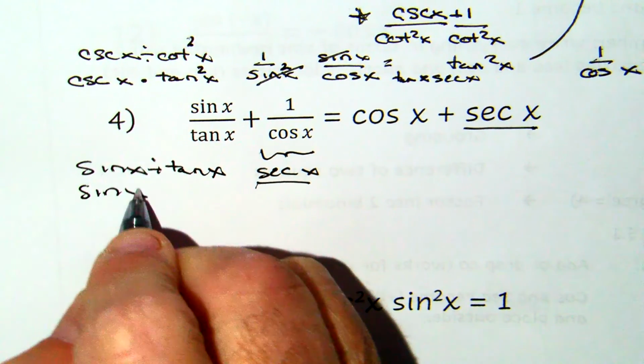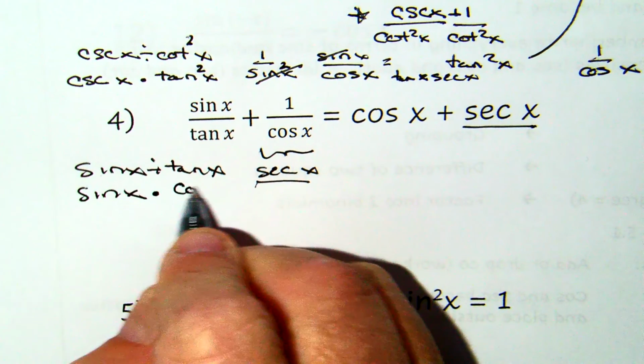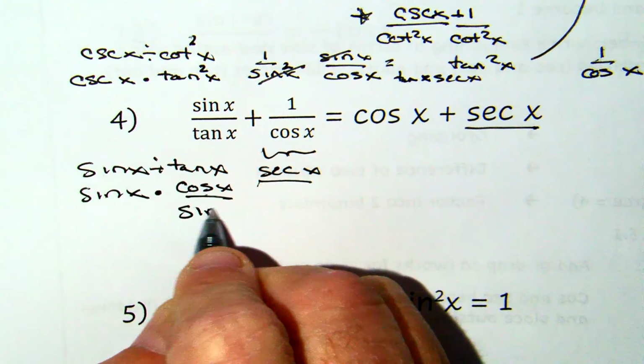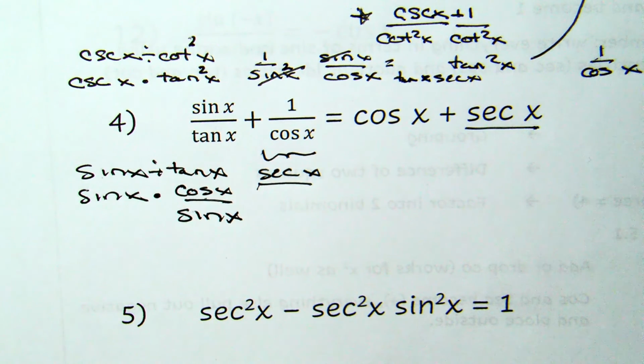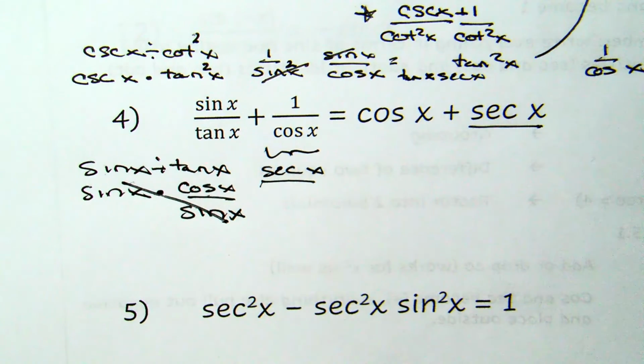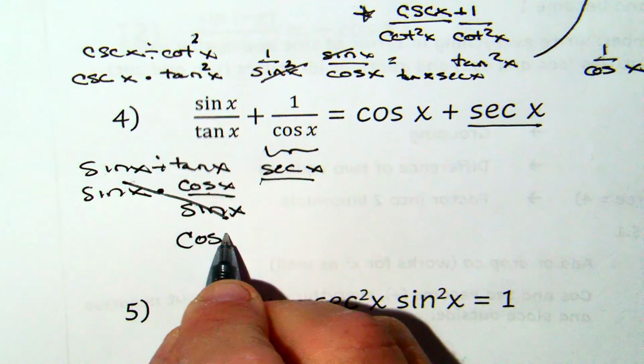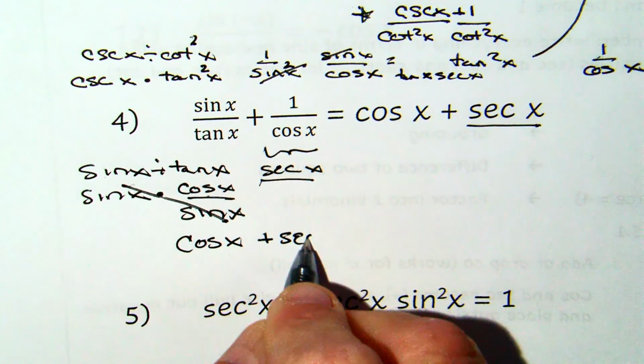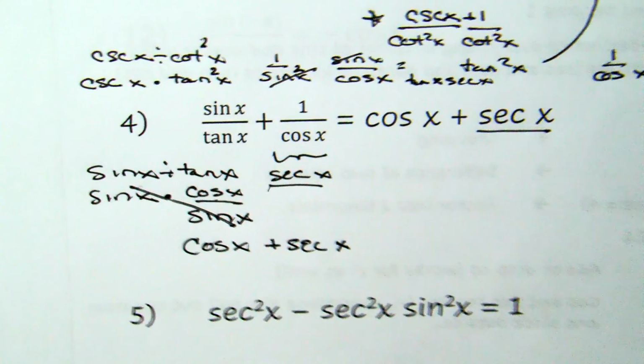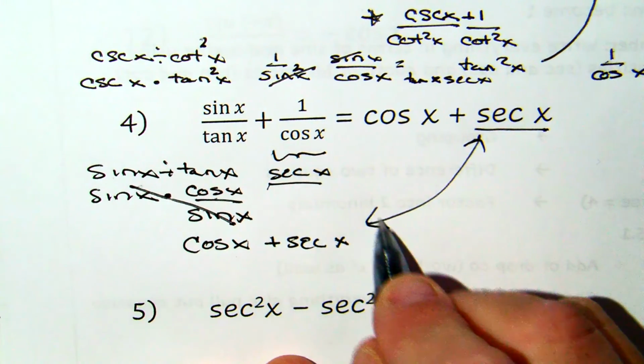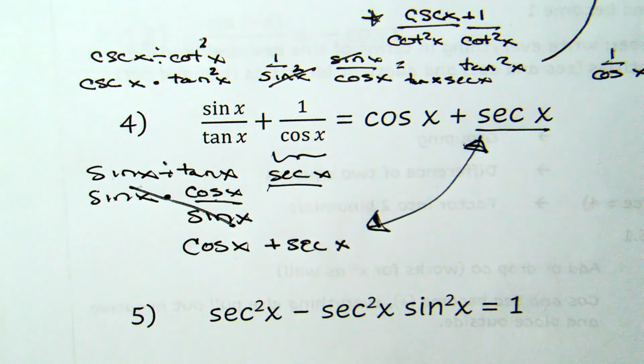Sine x times cosine x over sine x. Dividing by tangent x is the same thing as multiplying by cotangent. Cotangent is cosine over sine. What do the sines do to each other? Cancel out, leaving you with cosine x plus secant x. And then your two expressions are exactly the same, and you're done. And again, if you added secant x plus cosine x, you'd be fine as well.